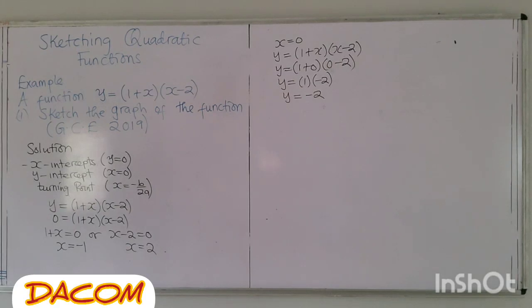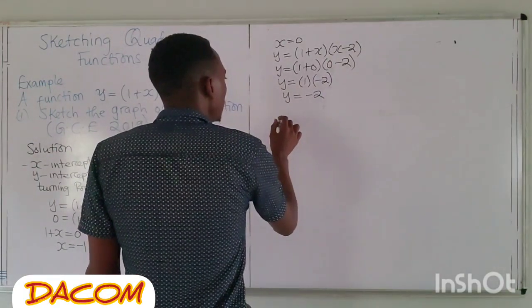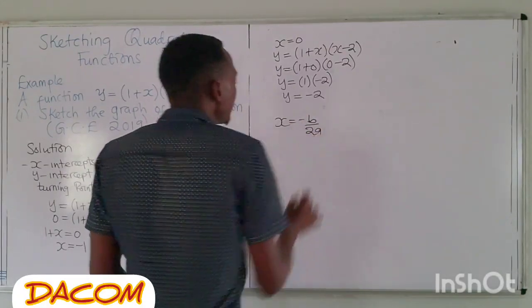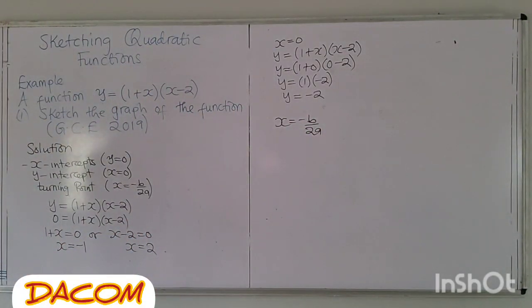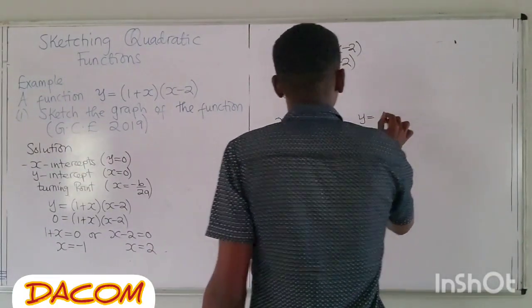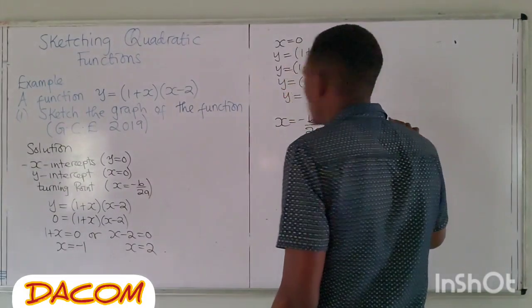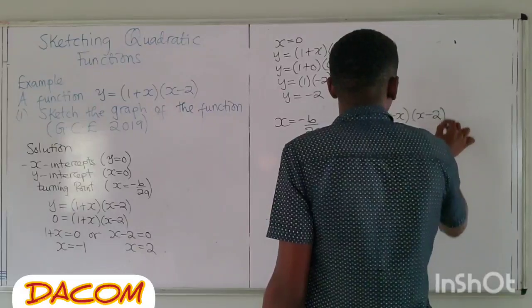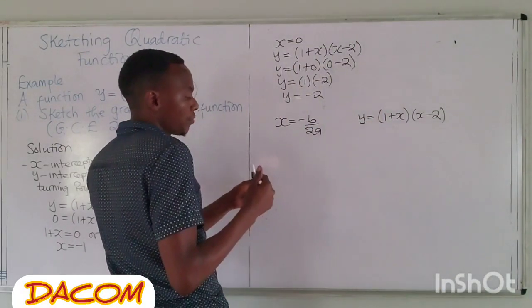Having found this, then we go to finding the turning point. How do we find the turning point? We find the turning point by setting x equal to negative b over 2a. But in order for us to know our a and b, we need to have the standard form of the quadratic equation. What that implies is that we have y equal to (1 plus x) multiplied by (x minus 2), and we need to express it in standard form.